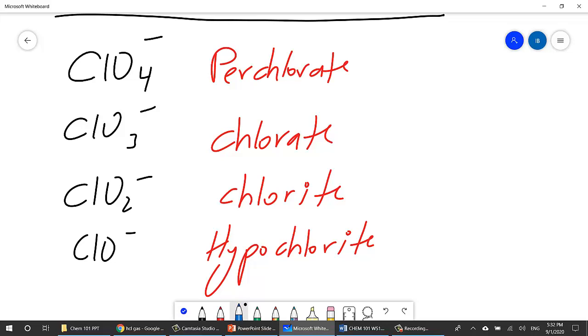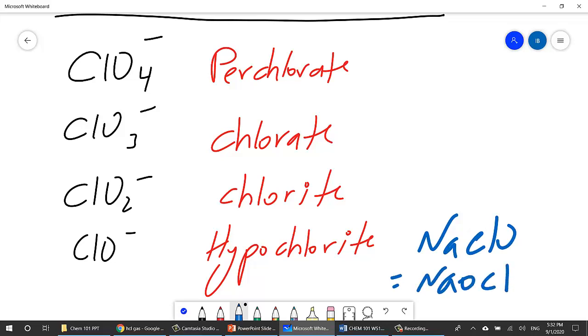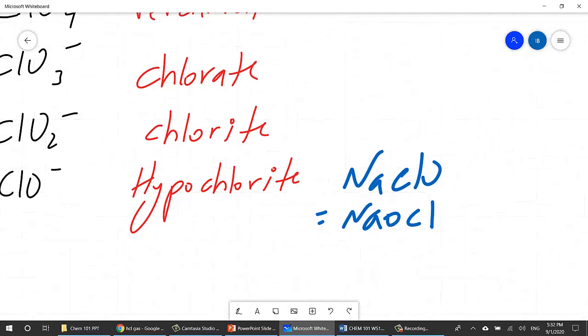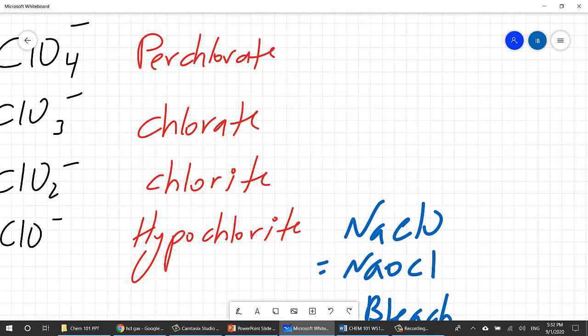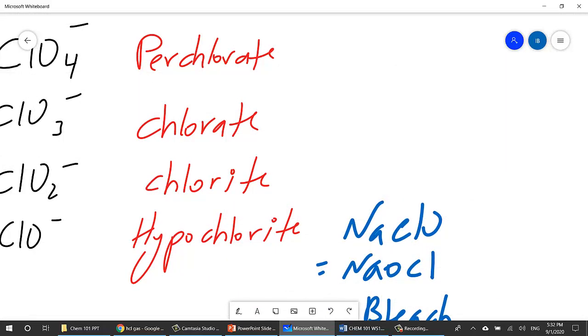So for example, this one here, NaClO, which is the same as NaOCl. This is sodium hypochlorite, which is the bleach, the one we use in houses. If somebody asks you what is bleach, you can just say it's sodium hypochlorite, okay? You can say NaClO4, that would be sodium perchlorate, okay? But since we are talking about acids and bases, these ones actually make acids.